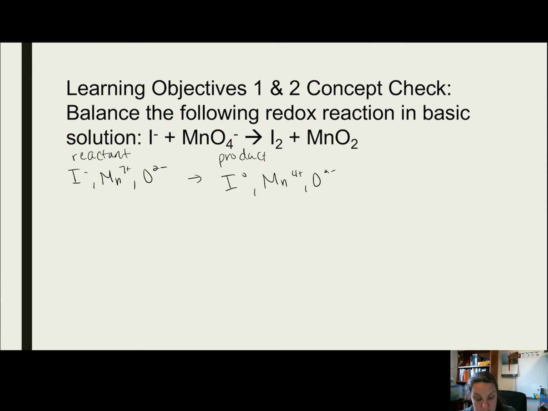So we see that iodine is going from I minus to I0, so it's becoming more positive, while the manganese is going from 7 plus to 4 plus, becoming more negative. So the iodine's being oxidized, the manganese is being reduced. So let's break into our half reactions. We have I minus going to I2. Balance out our elements, then balance out our charge, like so.